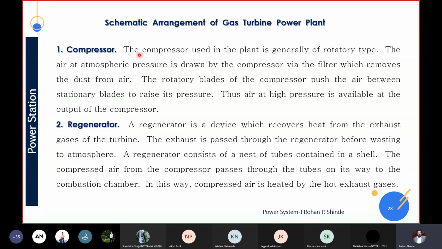I have told you that the efficiency of these power plants is less. Why? Because the exhaust gases still have heat. Now we have to recover this heat, and for recovering this heat we have to use a regenerator. So a regenerator is a device which recovers heat from the exhaust gases of the turbine. This exhaust is passed through the regenerator before wasting to the atmosphere.